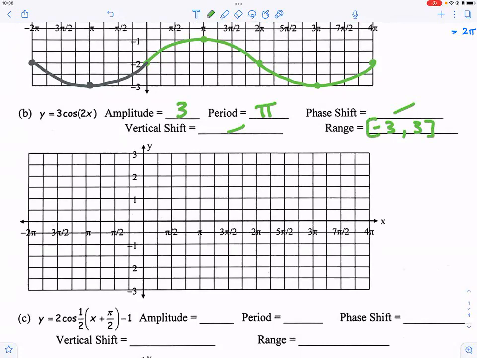So where do we put our first point? It's a cosine graph. 0, comma 3. And where do we put the next point? Pi, comma 3. Because the period is pi. So that means after pi units, it goes back to the highest point.